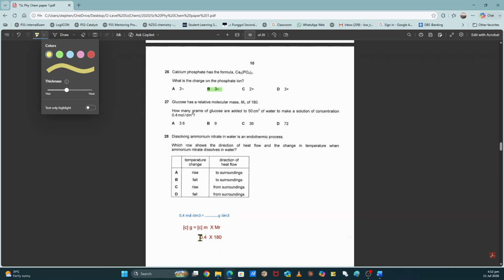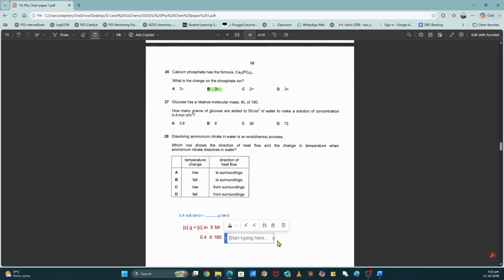Right? So 0.4 times 180, just substitute 0.4 and 180, and then you multiply out. What is the answer? So the answer should be 72, right? And if you're not careful, you will think that 72 is the answer. Yeah. But why did I not say 72 is the answer?